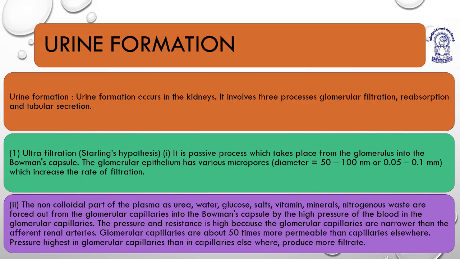Urine formation occurs in the kidneys and involves three processes: glomerular filtration, reabsorption, and tubular secretion. Now we are going to talk about glomerular filtration, that is ultrafiltration.